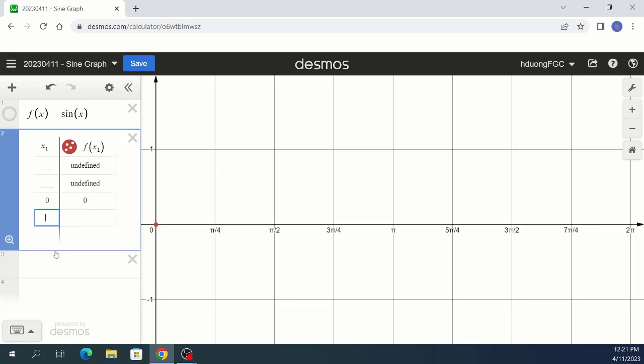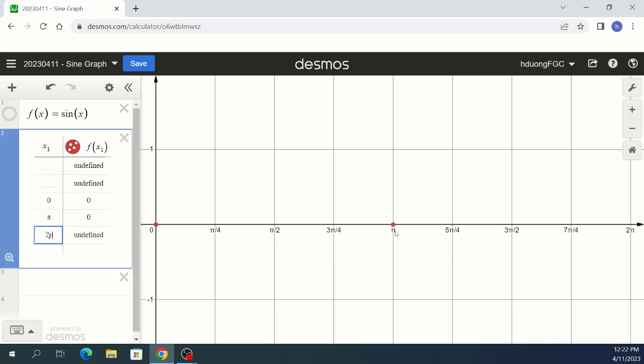So we got 0, right? What about the pi? When you're at pi right there, what's your output value? You're also at 0, right? No sine, right? And then at 2 pi, you're also at 0. You see that red point that popped out right there, way at the end, right? And that all agrees with your calculation, right?